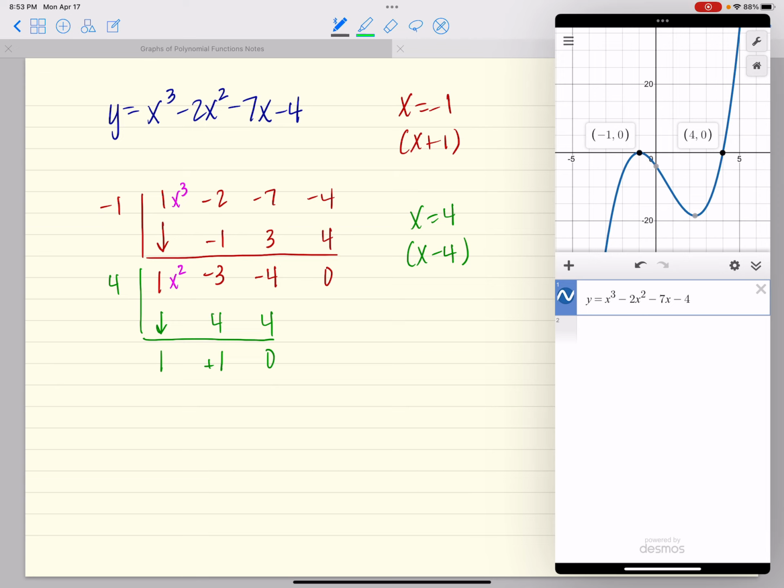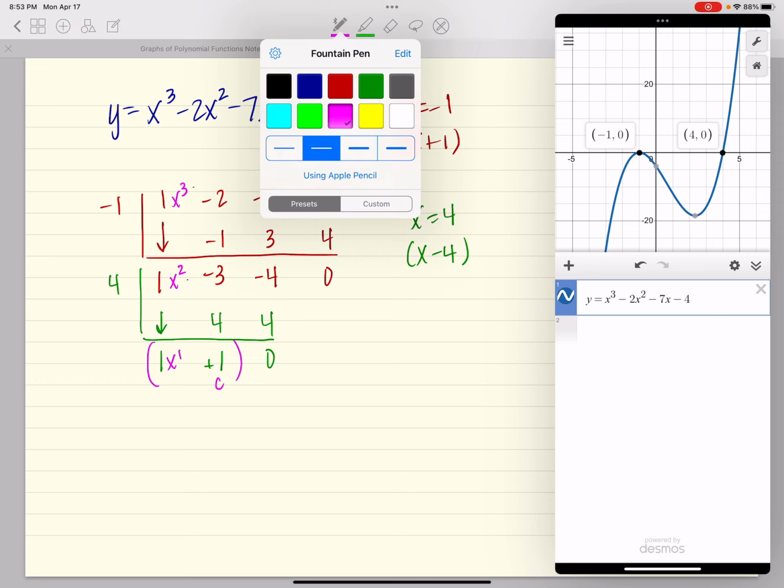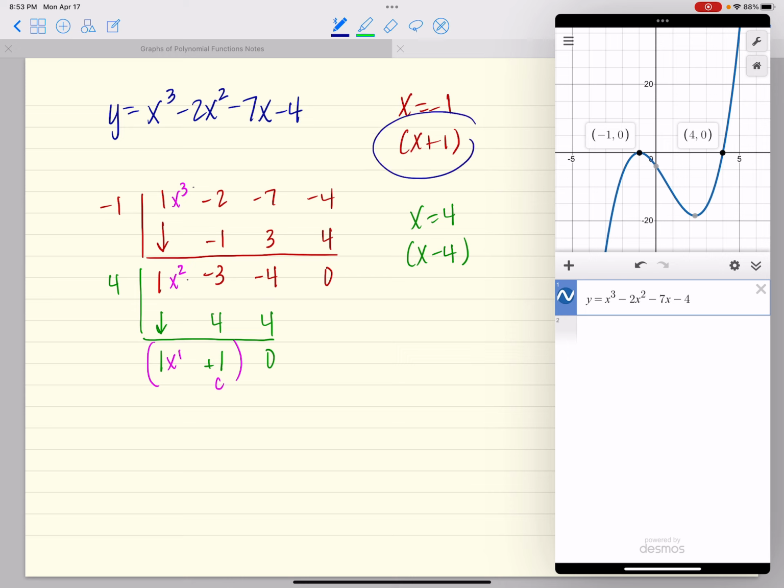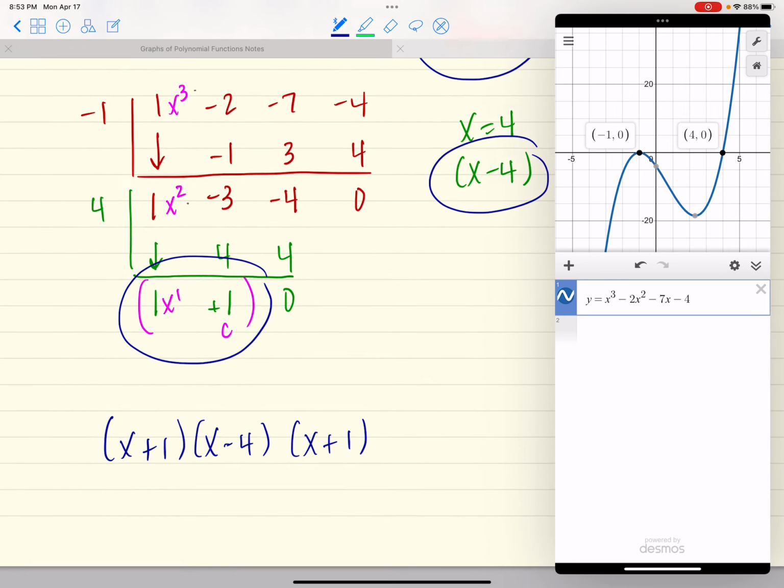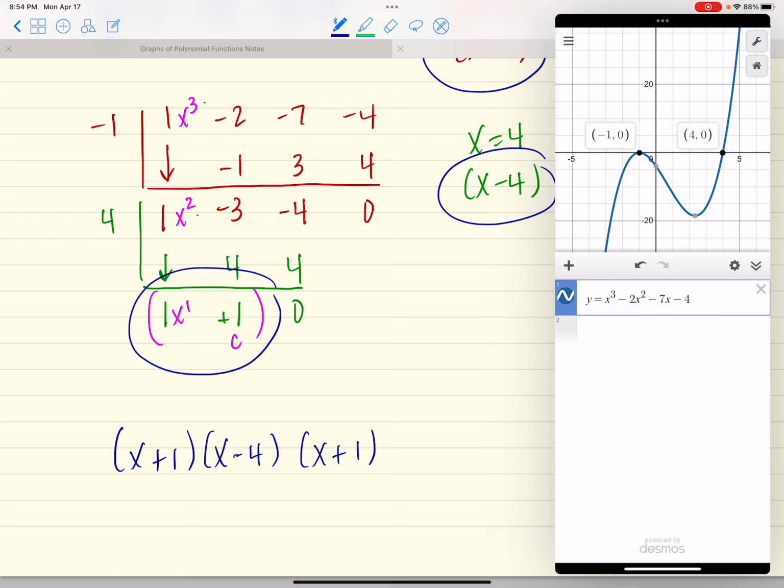So this is the third factor of my function. Again, I started with an x cubed, got down to an x squared, and now I have an x to the first and a constant of 1, another factor of my equation. So on the graph, again, I had this x plus 1, and I had this x minus 4, and now I just divided down to figure out that this is what's left over. It's another factor of x plus 1. So what we're seeing is one of our solutions repeats. It has a multiplicity of 2. It repeats twice. So in other words, I could say this is x plus 1 squared times x minus 4. This would be the factored form for that function.